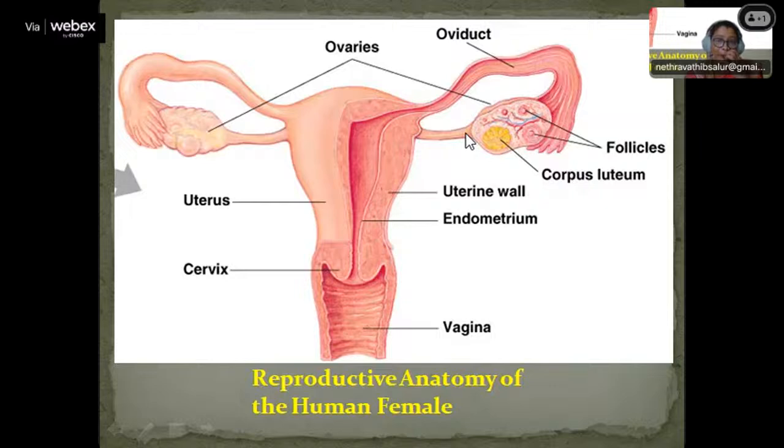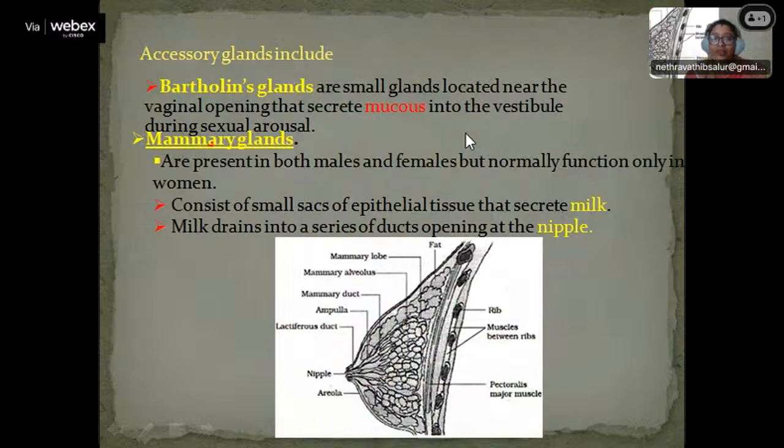Now, coming on to the glands. What are the glands present in the female reproductive system? The glands present here are the Bartholin's glands and the mammary glands. The Bartholin's glands are small glands present near the vagina, and they produce mucus to provide lubrication during sexual arousal. That is the main function of the Bartholin's glands.